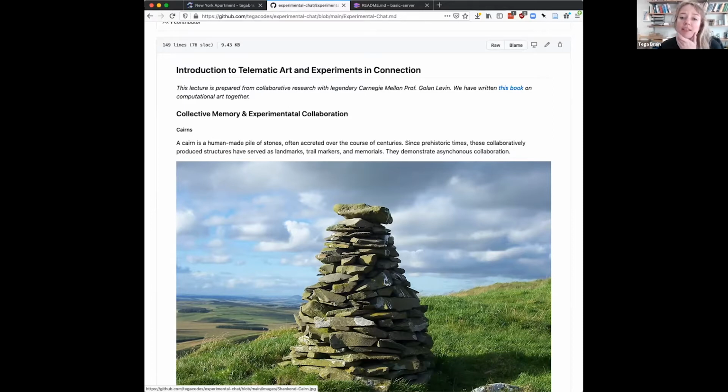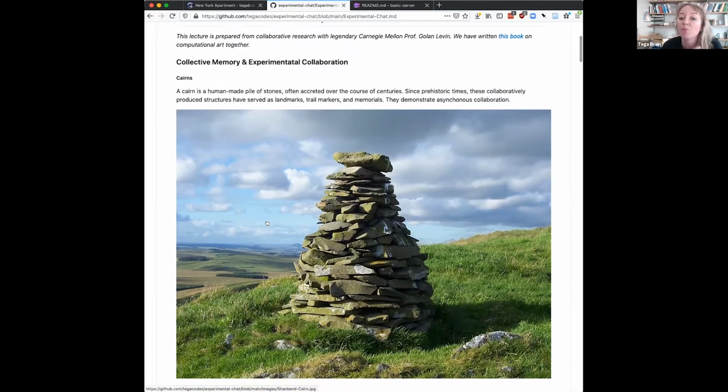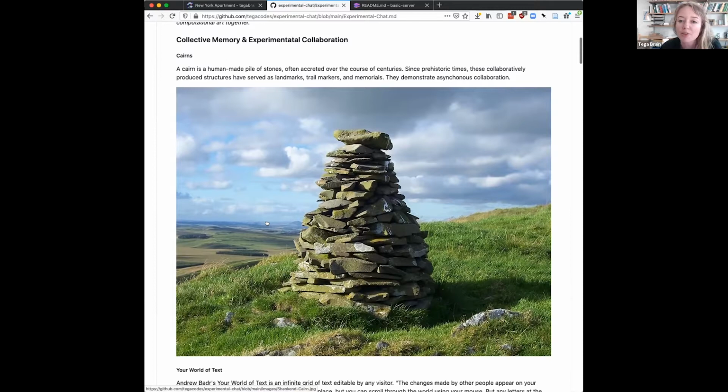In a lot of ways, these types of projects are what in English is called a cairn. I don't know if you've taken hikes or whatever and you see these little piles of stones that many people over many, many years have produced. Everybody takes a walk, adds a stone to this thing, and you don't know who else has done it. So there's these collaborative structures that serve as landmarks, trail markers, memorials sometimes. And they really demonstrate this idea of asynchronous collaboration that emerges over a long time. And so this is emblematic of this type of work for me.